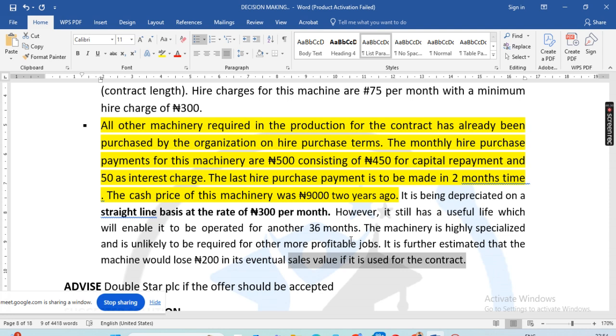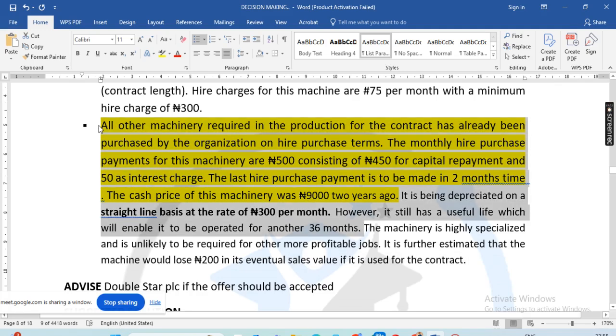Class, if you take this contract, you will lose what? The 200. It is further estimated that the machine will lose 200 in eventual sales value if it is used for the contract. If you use it for this contract, you will lose 200 naira. Because another thing is that the machine is highly specialized and is unlikely to be required for other more profitable jobs. Class, the only relevant cost is the 200 naira that will be lost if the contract is undertaken.